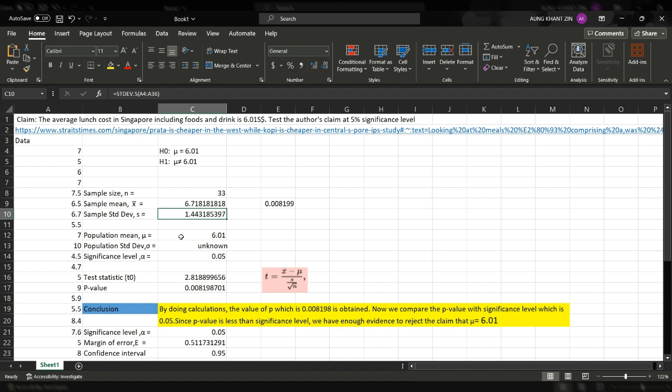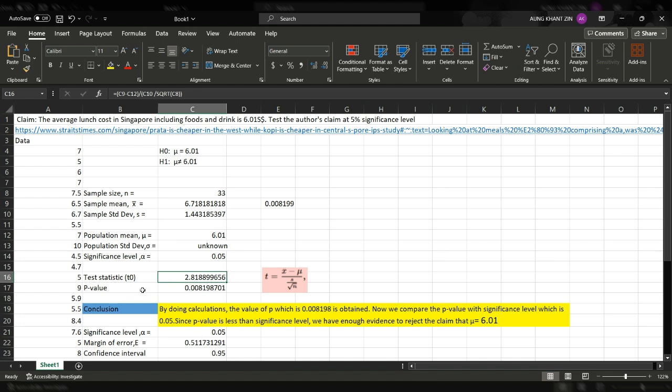So for t-test, we need to know the t0 value. So here the formula of t0 value is x bar minus mu divided by s divided by the square root of the sample size n. So here I use the formula by putting the box number, and it gives me the value of 2.8119.